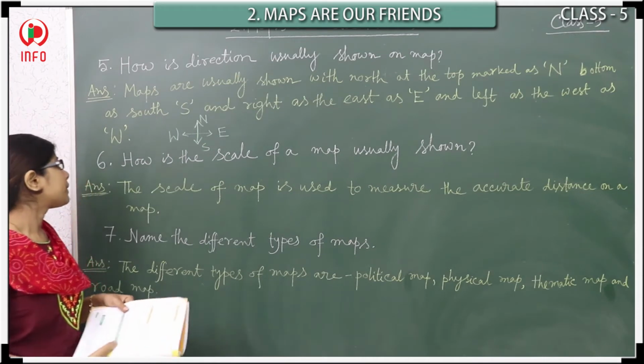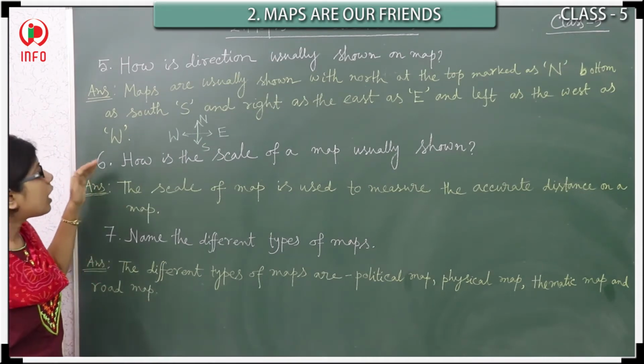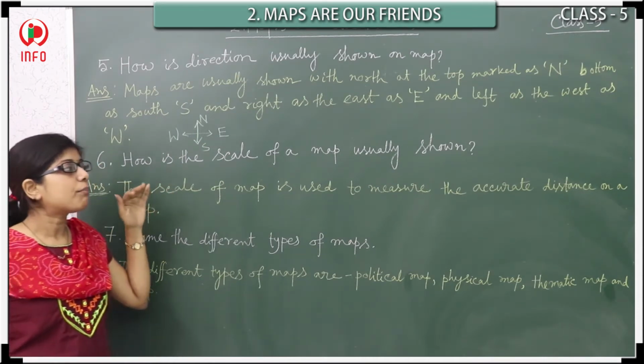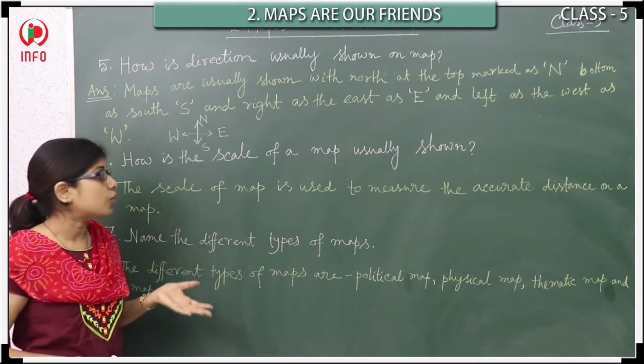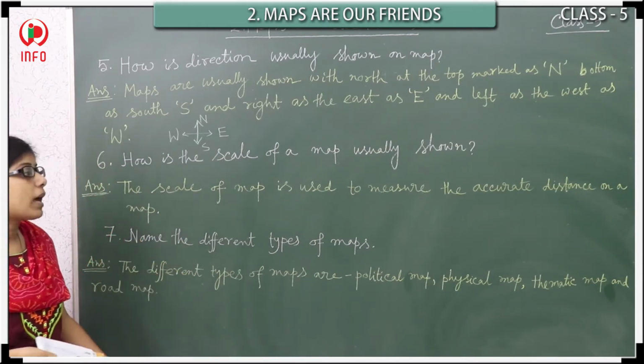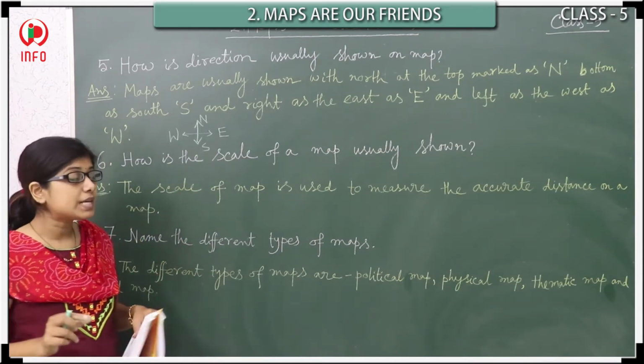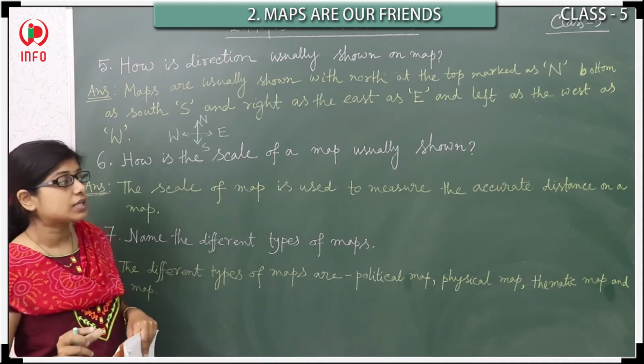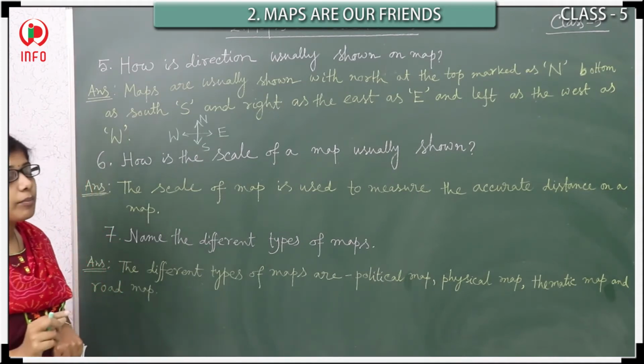Next, the sixth question, how is the scale of a map usually shown? The scale of a map is used to measure the accurate distance on a map.